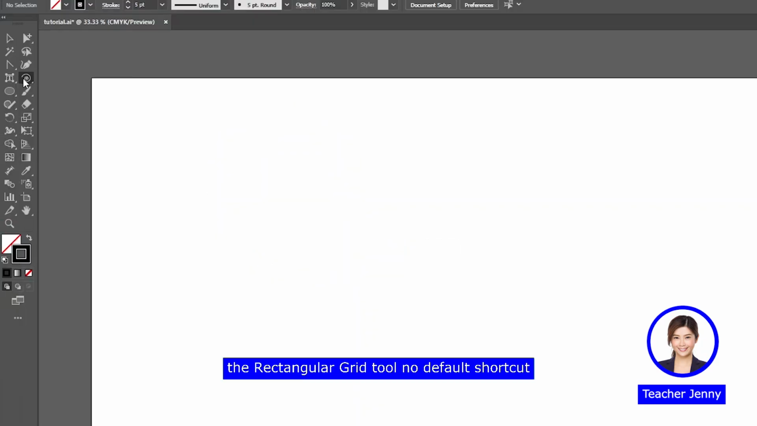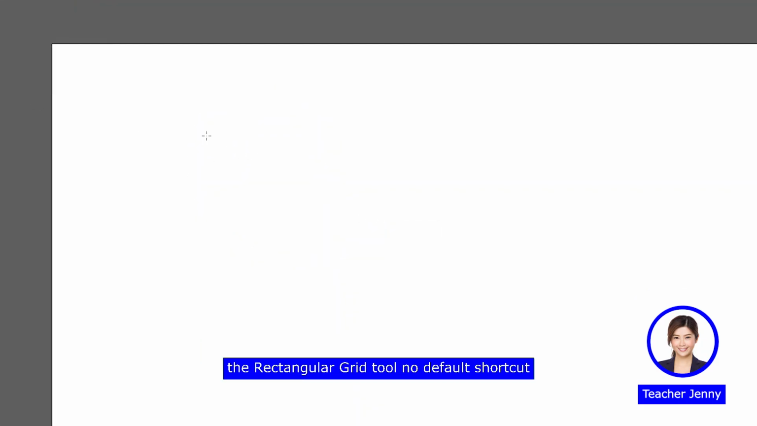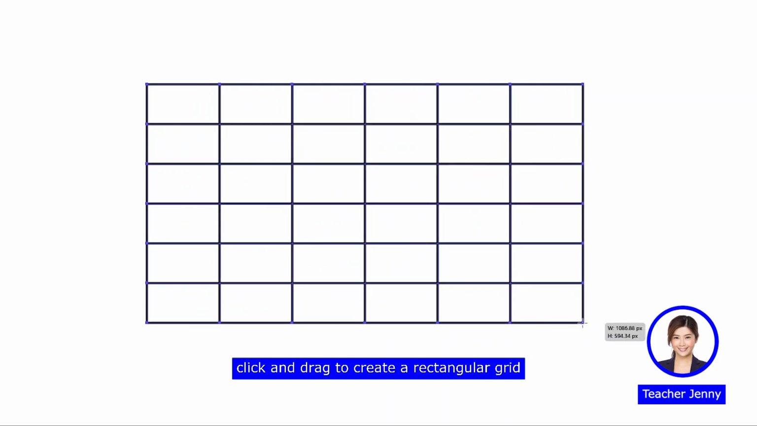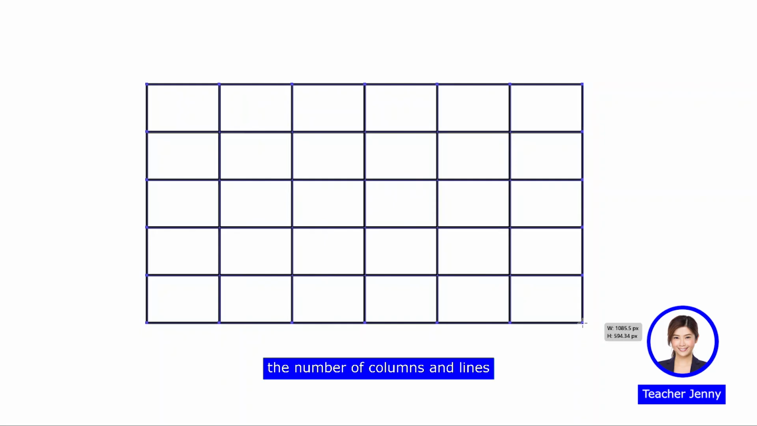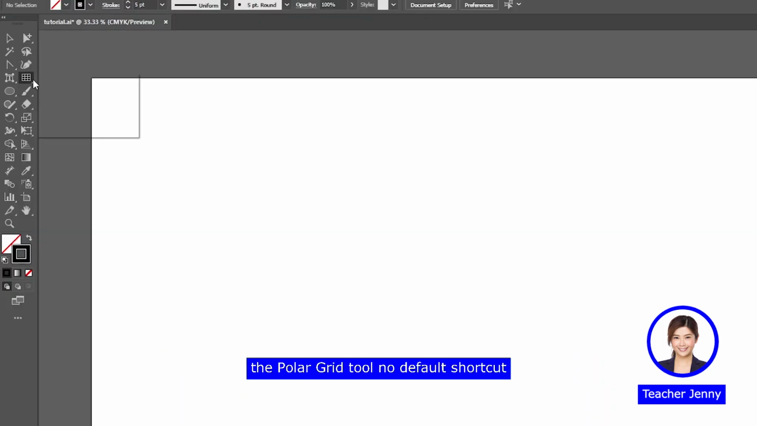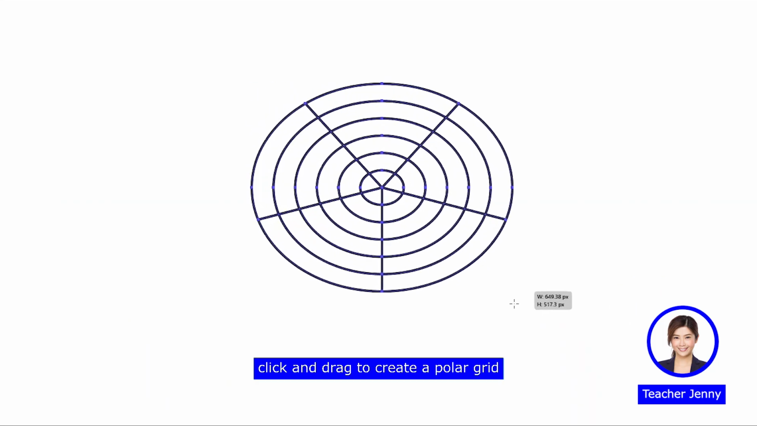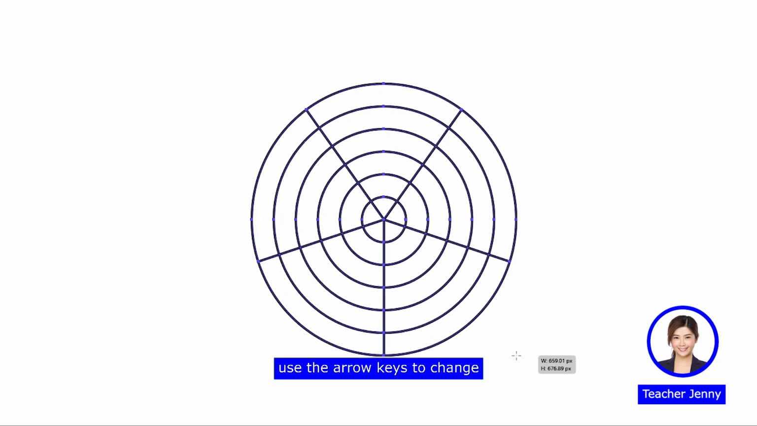The Rectangular Grid tool, no default shortcut. Click and drag to create a rectangular grid. Use the arrow keys to change the number of columns and lines. The Polar Grid tool, no default shortcut. Click and drag to create a polar grid. Use the arrow keys to change the number of subdivisions.